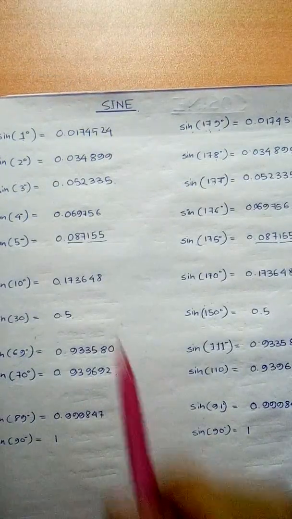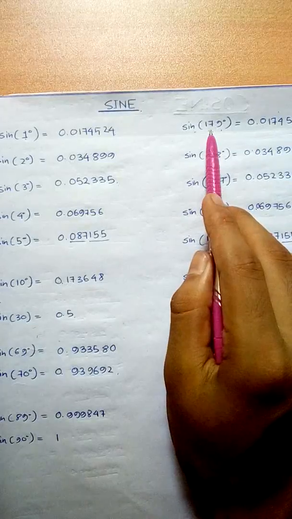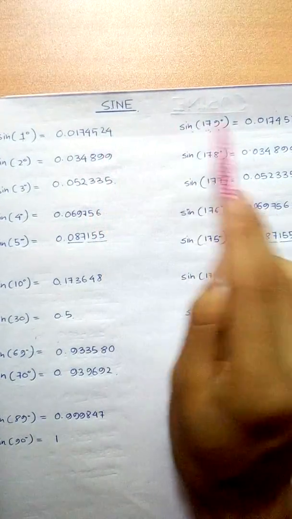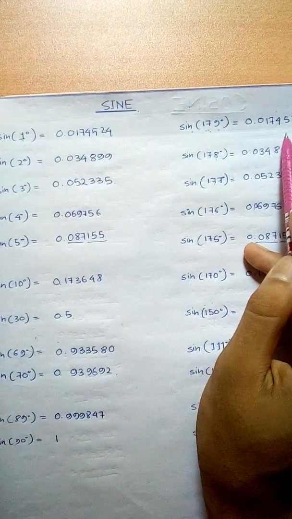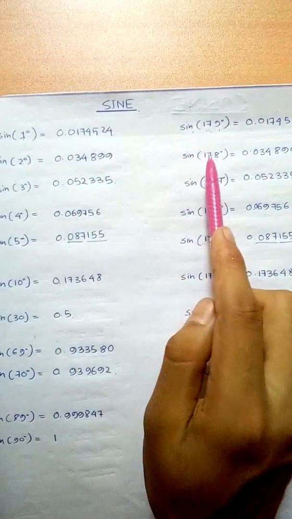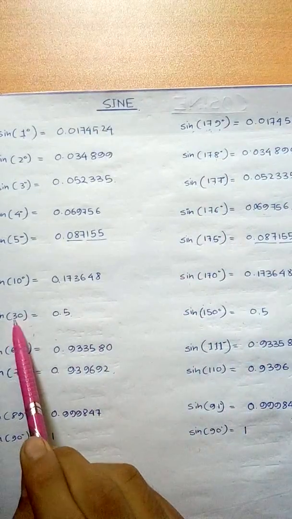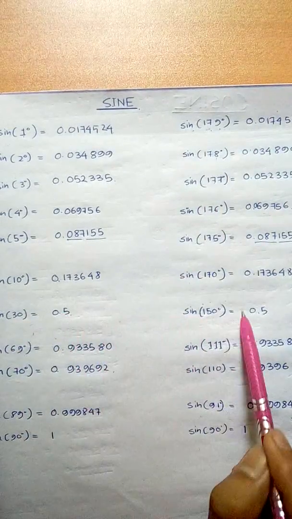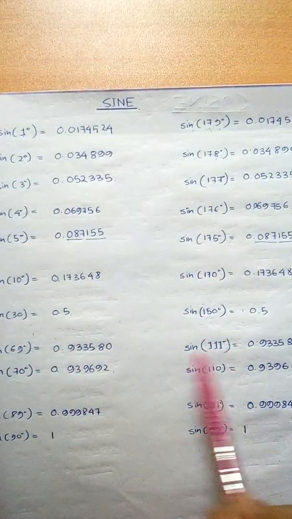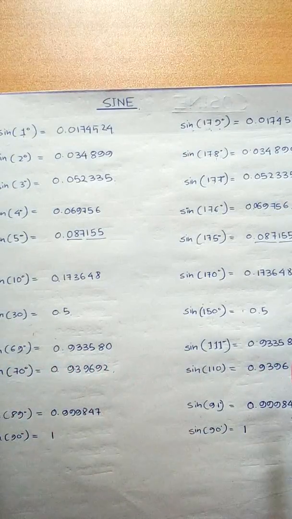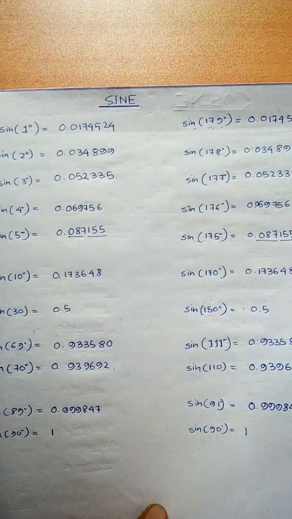The reference angle for sine 1 is 179. Okay, and see that these two values are exactly equal. Wow, miracle, isn't it? Similarly, sine 2 and sine 178 are reference angles, and these two values are equal. Sine 30 and 150 are reference angles, and these two values are equal. The reference angle of 111 is 69, and these two values are equal. Okay, and let's go to the proof.